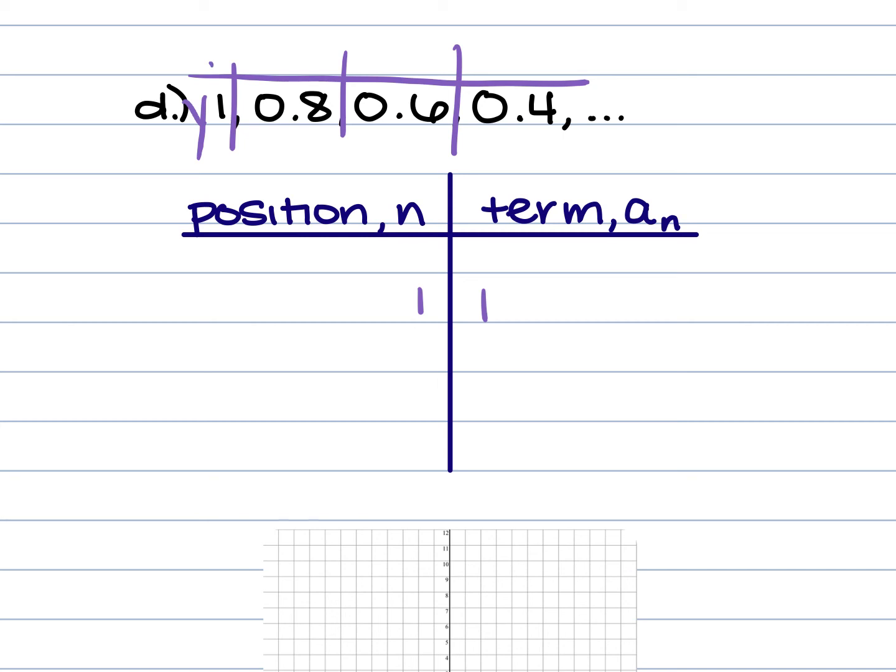What's in the second position? 0.8. So the position's 2. The term would be 0.8. What's in my third position? 0.6. And the fourth position? 0.4.